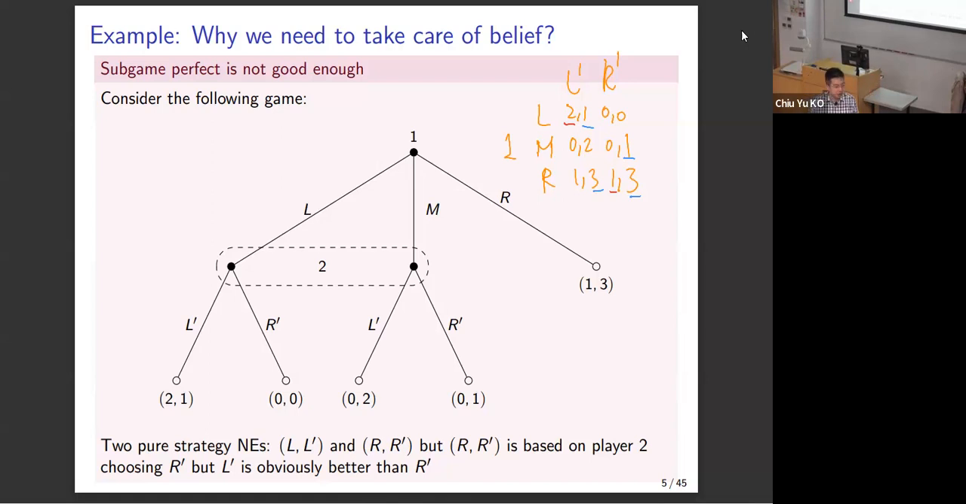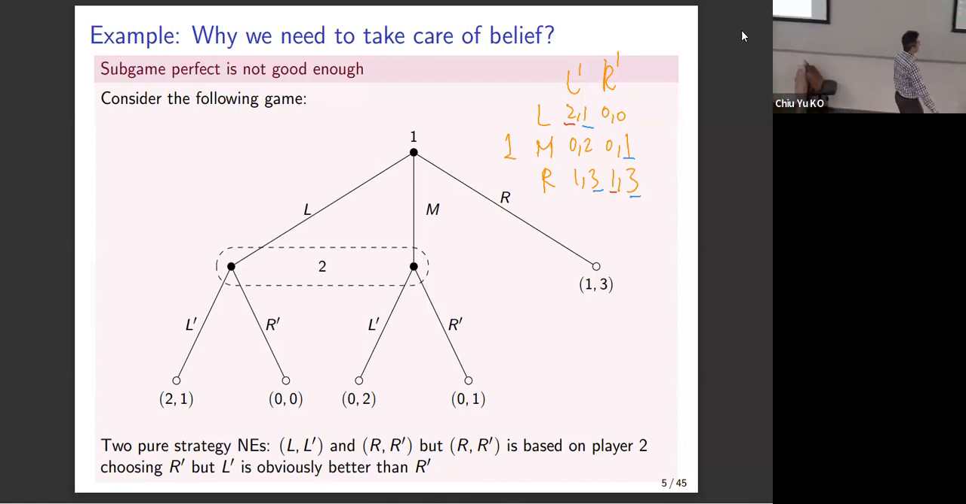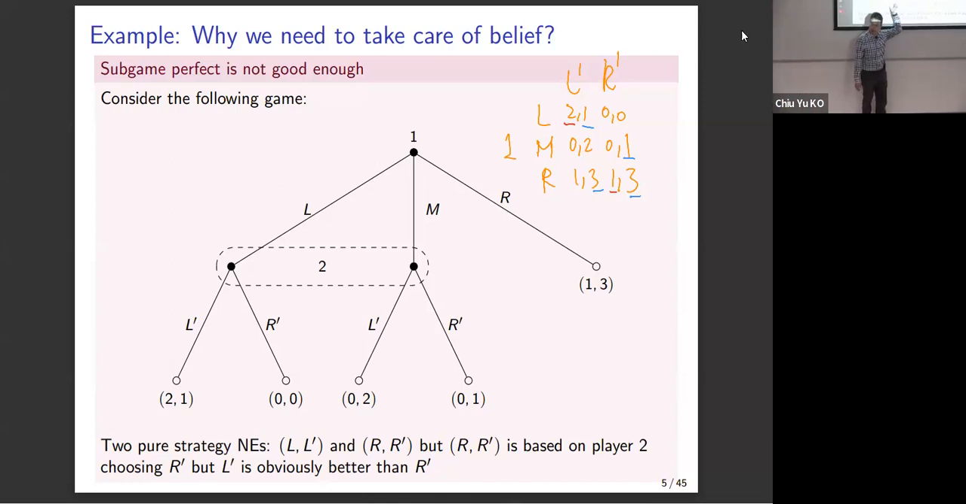Do remind yourself that in a normal form game, a static game, this kind of thing cannot be in Nash equilibrium. In Nash equilibrium, you cannot choose a strictly dominated strategy. Never. But in this model, you allow it. Why? Because when R is chosen, player two is never moving, and the payoff is never related to this one.